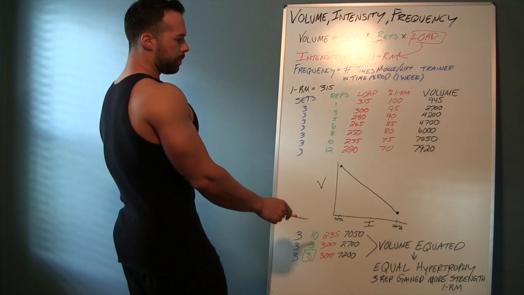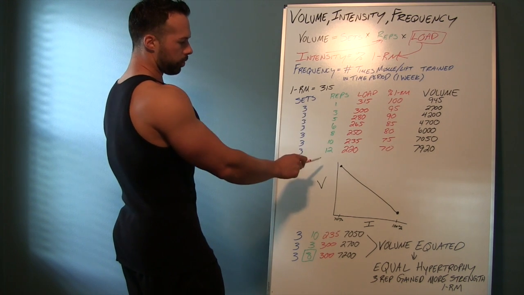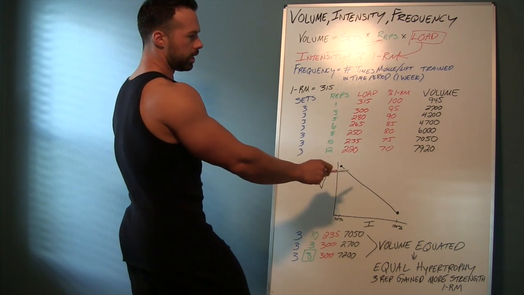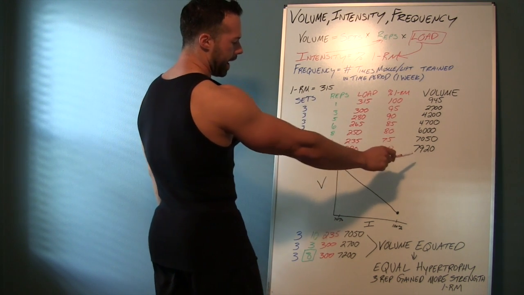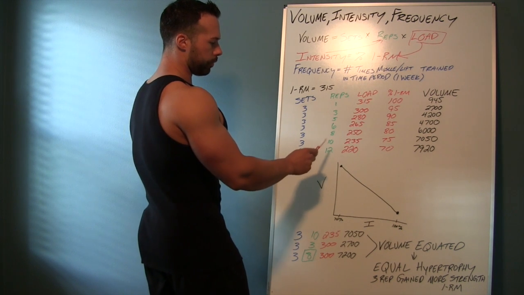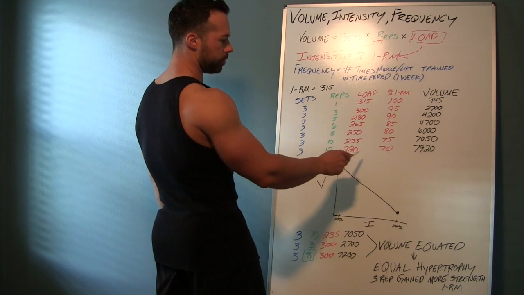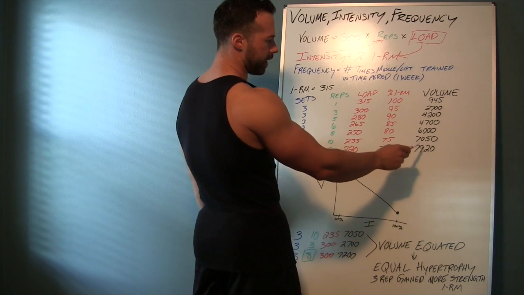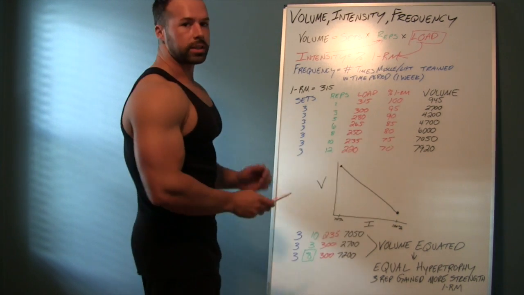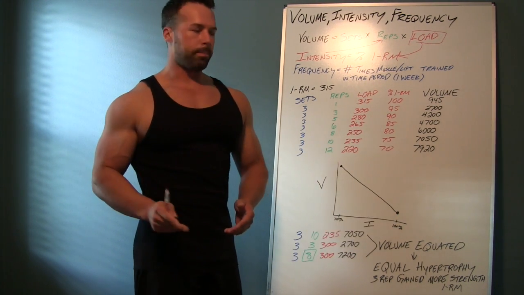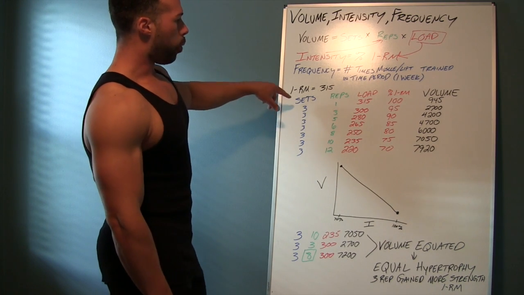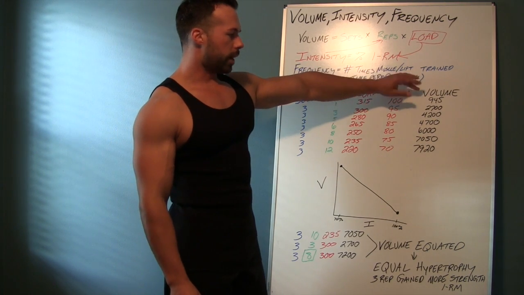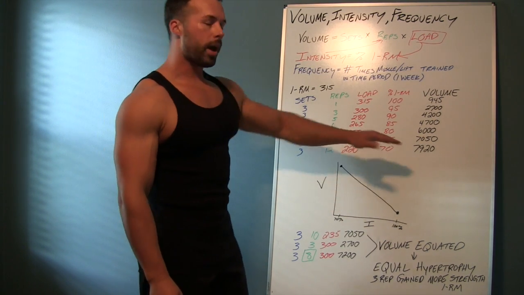And as we go down the table, you'll see that the reps increase, the load decreases, and the volume's actually highest when you do 3 sets of 12 reps with 220 pounds, or 70% of your 1 RM, gives you a volume of 7,920. So as you can see, if you're just looking at a set-by-set basis, doing 3 sets of 1 is going to be much lower volume than doing 3 sets of 12 reps.